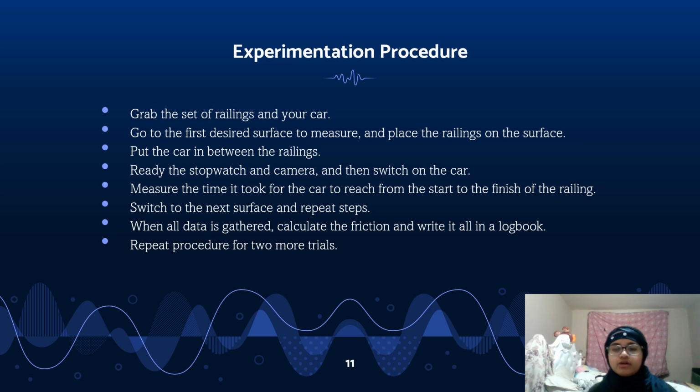Then you're going to measure how long it took, and then you're going to stop the car once it reaches the end of the cardboard strips. You're then going to record this in your logbook, and you're going to switch to the next surface and repeat these steps. When all the data for the trial is gathered, then you're going to write it down in your logbook. Repeat this procedure for 2 more trials.